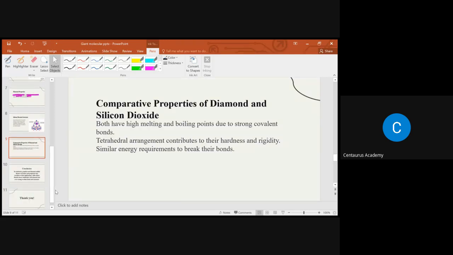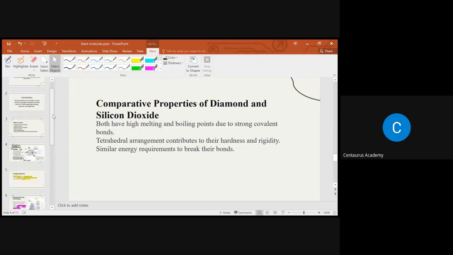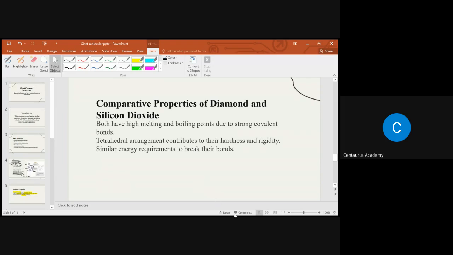So let's move on to metallic bonding now. Do we have any questions from this particular topic? From the last topic? Miss, can you overall explain what is a giant covalent structure? Can anyone from the class explain what a giant covalent structure is?